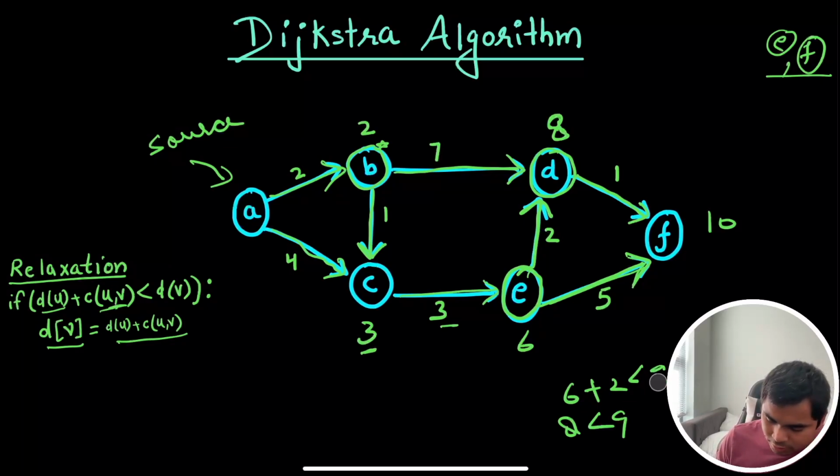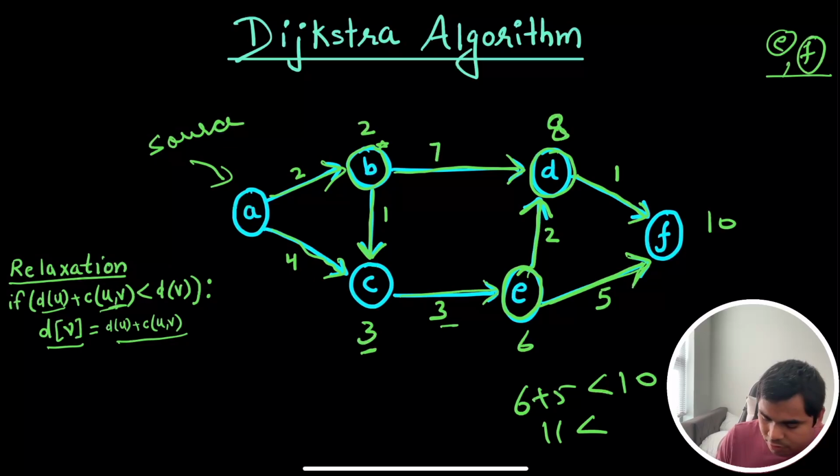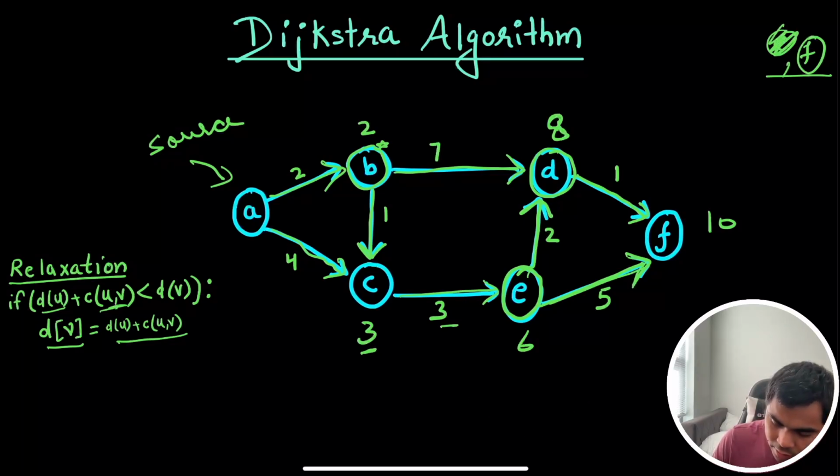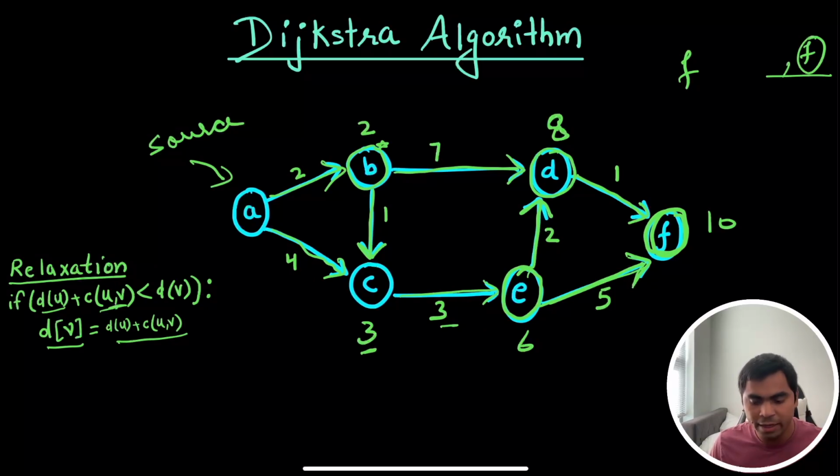So 6 plus 5, is it less than 10? 11 is not less than 10, so we will not update F. So we have visited E. Let's remove this. Now we're going to visit F. But if you realize, there is no direct path from F to anywhere, and that too, this is my destination now.